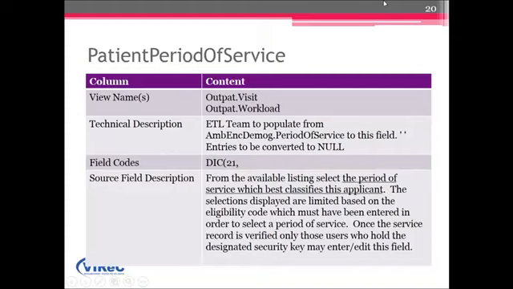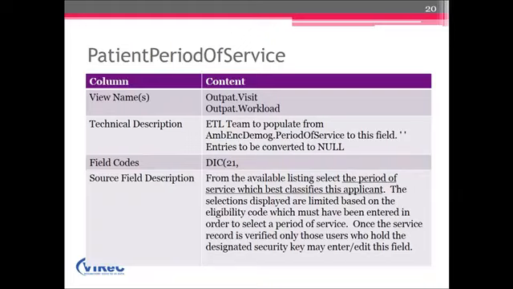Well, what if I put in a column called patient period of service? In this case, I would find that it is also in two different views, outpat visit and outpat workload. It gives me a technical description, but from the point of view of an end user, I'm not really finding my exact definition, which was what I was after, so I'm going to keep going. It has a note in field codes, but as an end user, I'm not really totally clear on what that means. And finally, in the column called source field description, I see the description that I've been seeking.